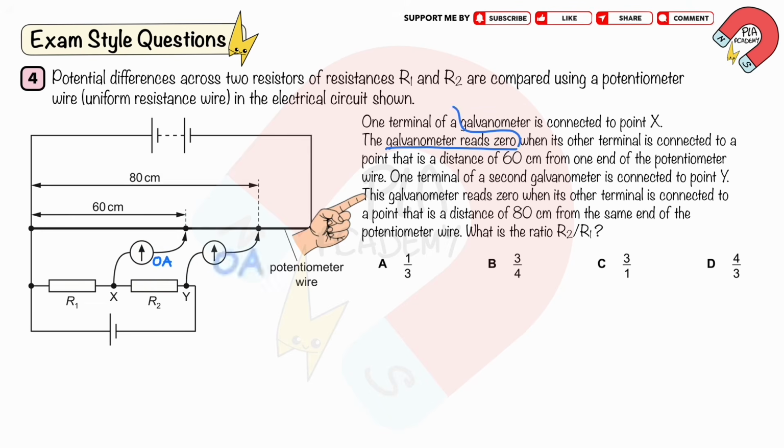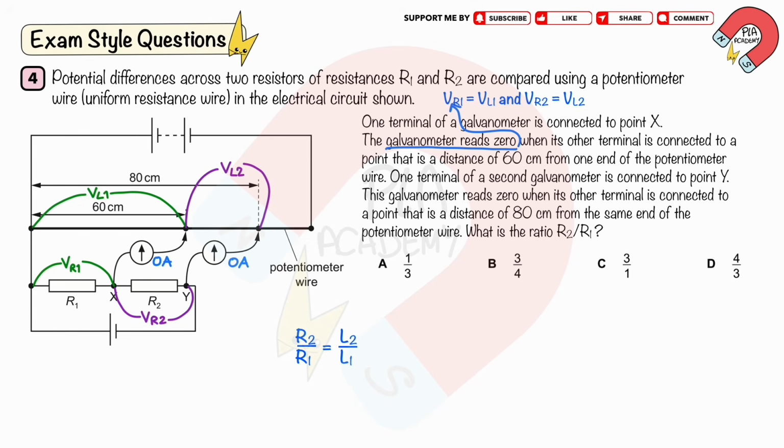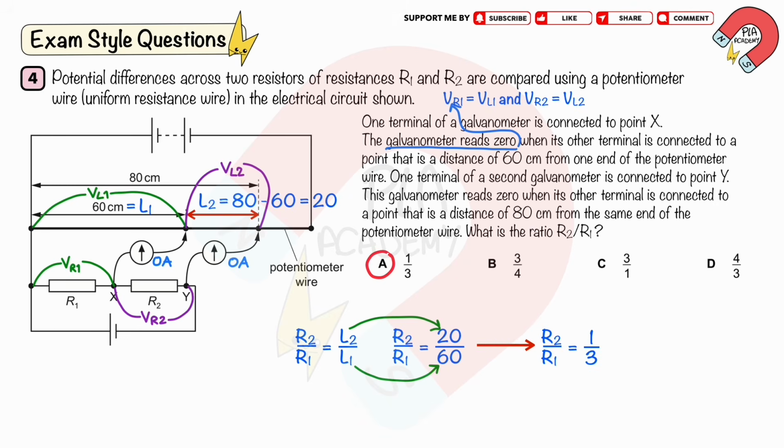The two galvanometers read 0, this means that the PD V1 across R1 equals the PD across L1, and the PD V2 across R2 equals the PD across L2. We calculate the ratio of R2 to R1 using R2 over R1 equals L2 over L1. From the diagram, L1 equals 60 centimeters, and L2 equals 80 minus 60, which is equal to 20 centimeters. Substituting L1 and L2 into this equation, we get the ratio of R2 to R1 equals 1 to 3.